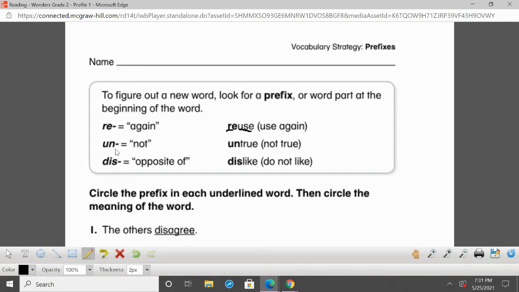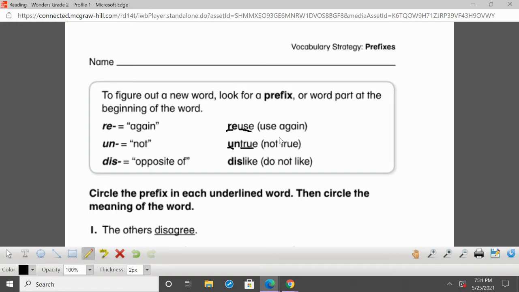Another one is un, and that means not. So if we have the word untrue, we see our root word or our main word true, and then we see the prefix un, and we know that means not, so we know that untrue means not true. We're able to use our knowledge of the prefix un, which means not, and then our root word true, not true is the meaning of untrue.